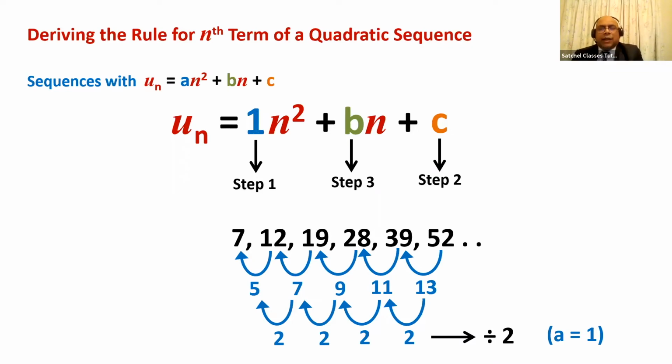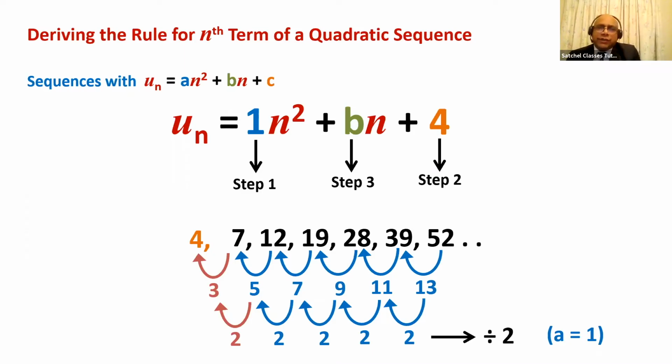Correct? Now, second step is to find C. How do we find C? All we need to do is find the term which is previous to 7. For that, we need to track the difference behind, right? So if the difference is 2, then the difference previous to that should have been 3. And hence the term previous to 7 should have been 4, right? So I'll replace C with 4, right? So we have got A, we have got C.